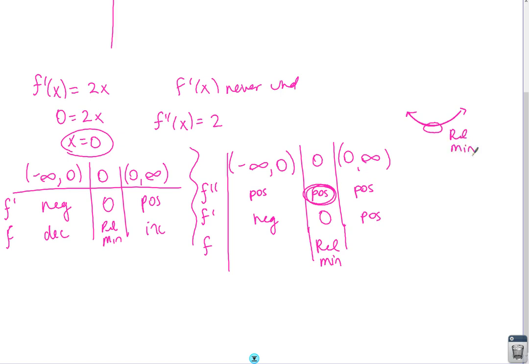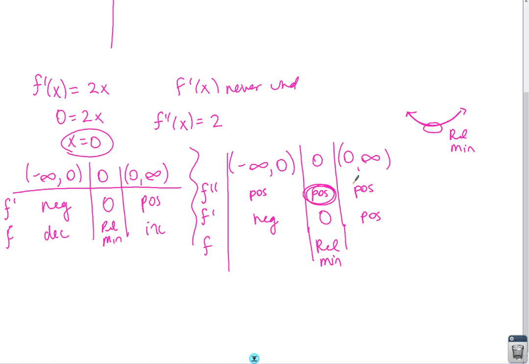If I plug my critical number into my second derivative and look to see what's happening, because it's positive, that tells me my function is concave up. So that means this critical number is a relative minimum. We already knew this from the first derivative test. This is just an alternate way of determining your relative extrema.